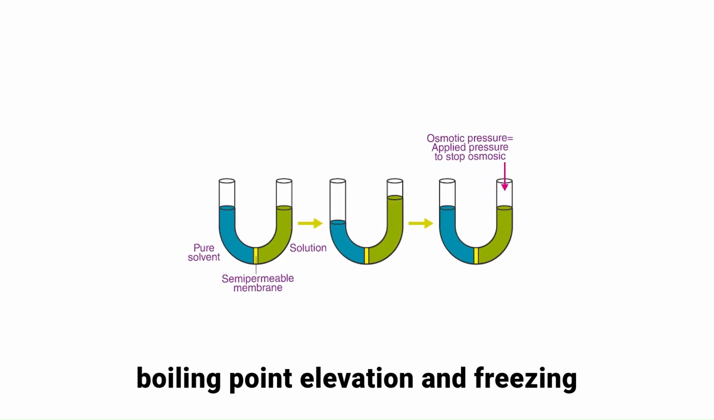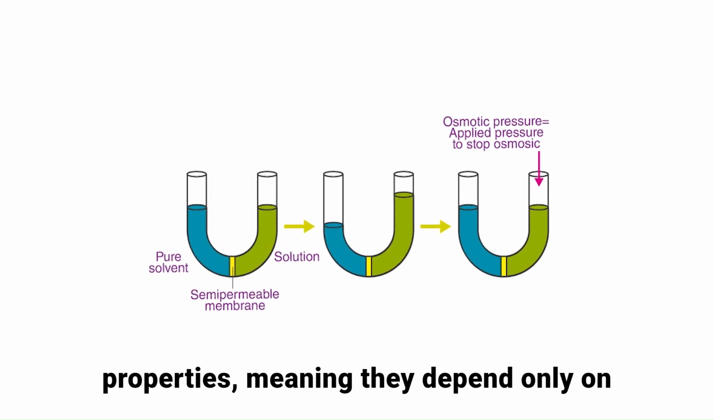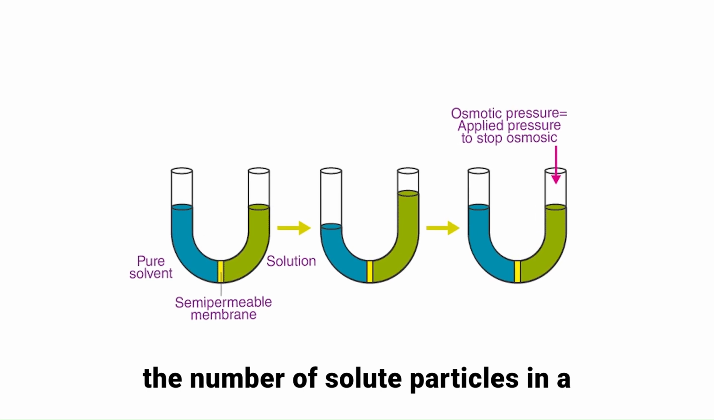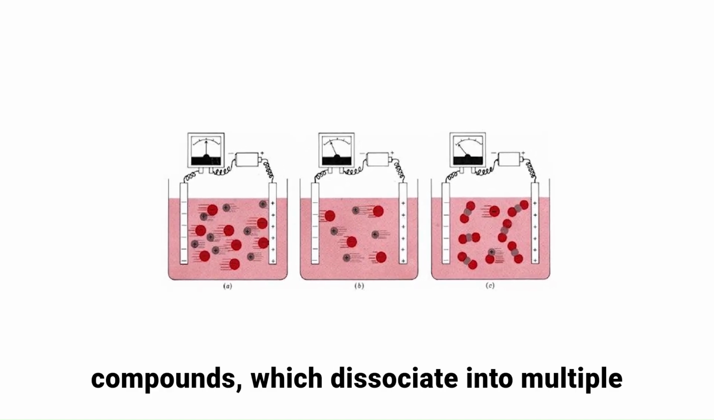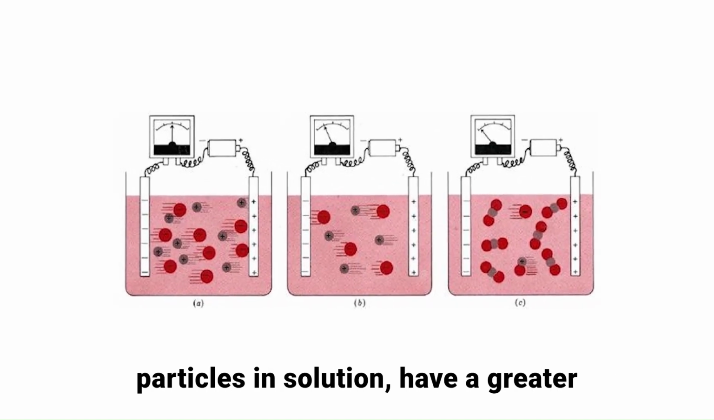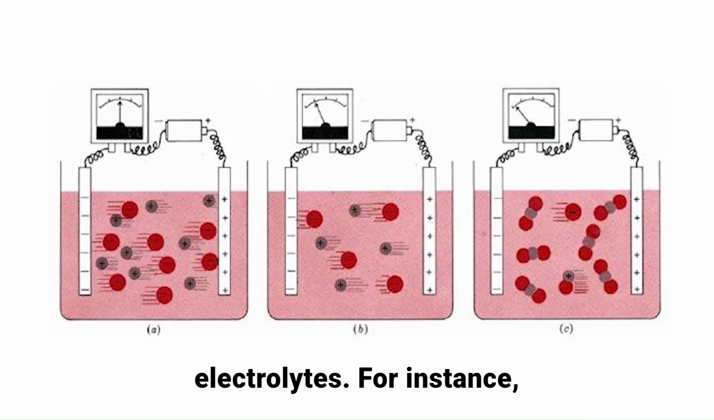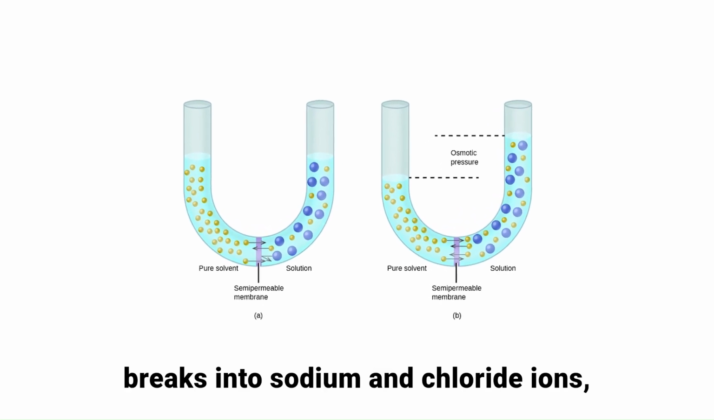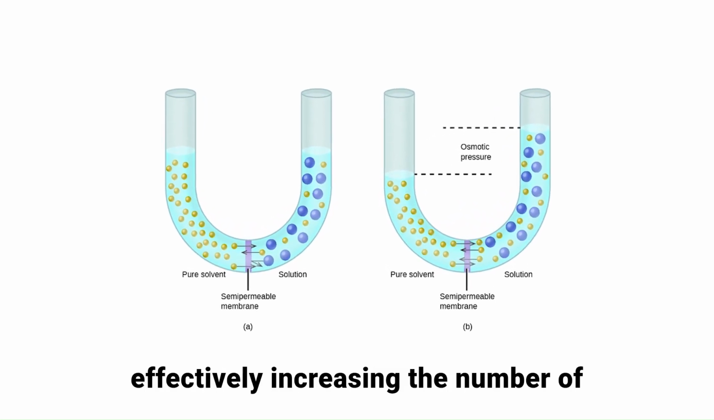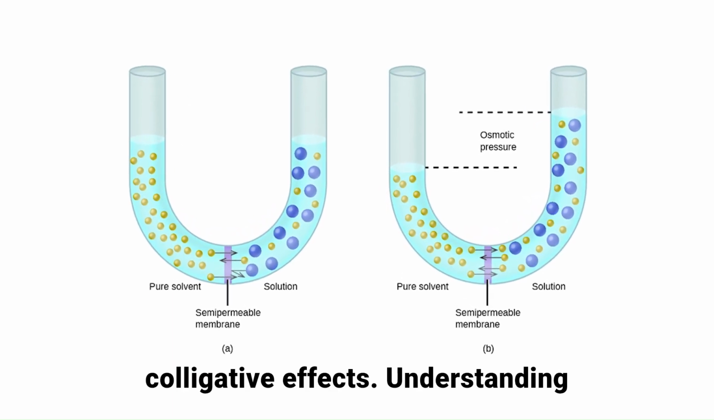Both boiling point elevation and freezing point depression are colligative properties, meaning they depend only on the number of solute particles in a solution rather than their chemical nature. This is why ionic compounds, which dissociate into multiple particles in solution, have a greater effect on these properties than non-electrolytes. For instance, common salt, when dissolved in water, breaks into sodium and chloride ions, effectively increasing the number of solute particles and thus enhancing the colligative effects.